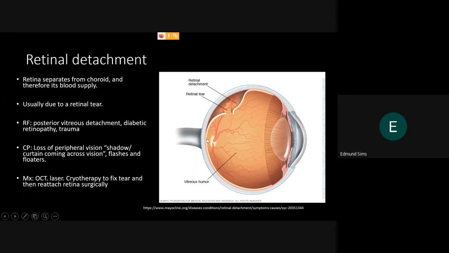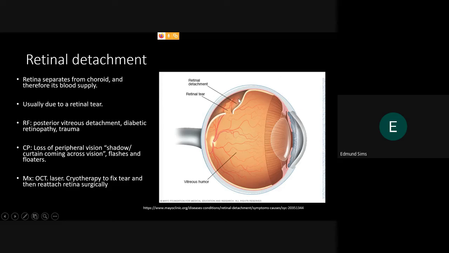And you can see one of the things that you'll often see in an OCT is the dip where the fovea is, because as I was saying, the fovea is often the thinnest part of the retina. So when these happen, the treatment, you often need to fix the tear. So you will sometimes use either cryotherapy or a laser.